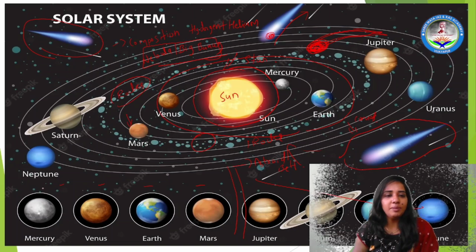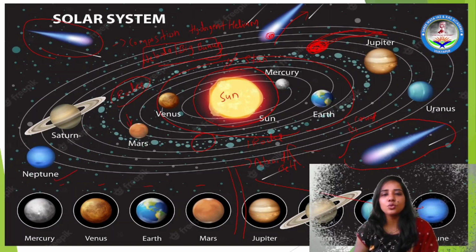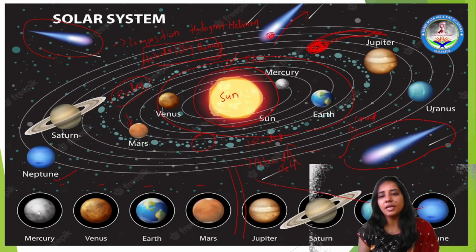And coming to other planets, the nearest planet to the sun is your Mercury, whereas if you go to the farthest, the last planet is Neptune.